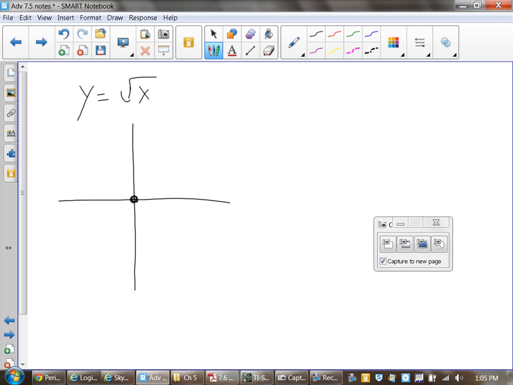What's the square root of 1? So at 1, it's 1. What's the next perfect square? 4. The square root of 4 is 2. And so on and so forth. So the graph of a square root function is going to basically look like that.